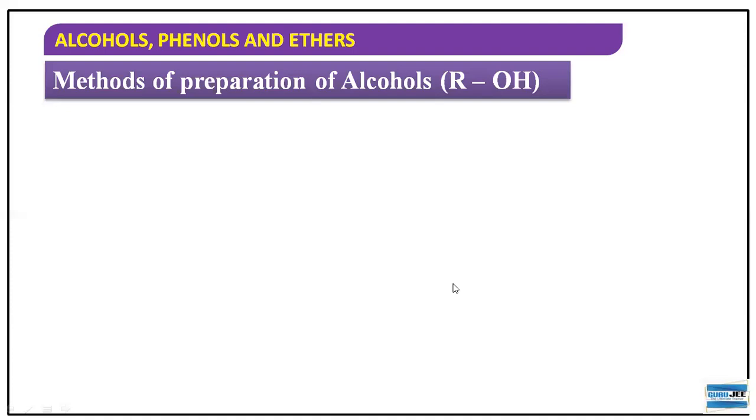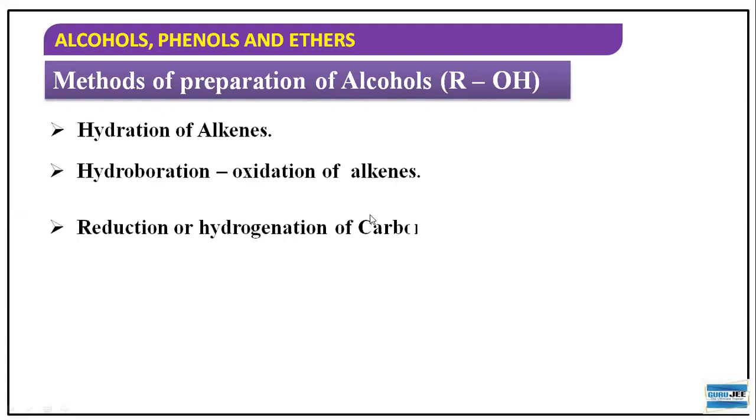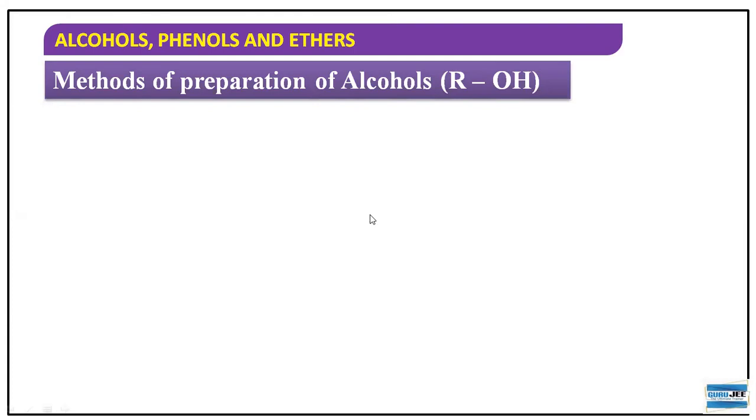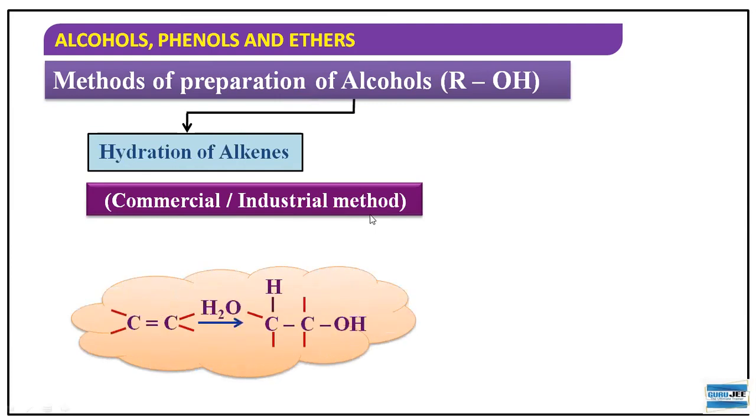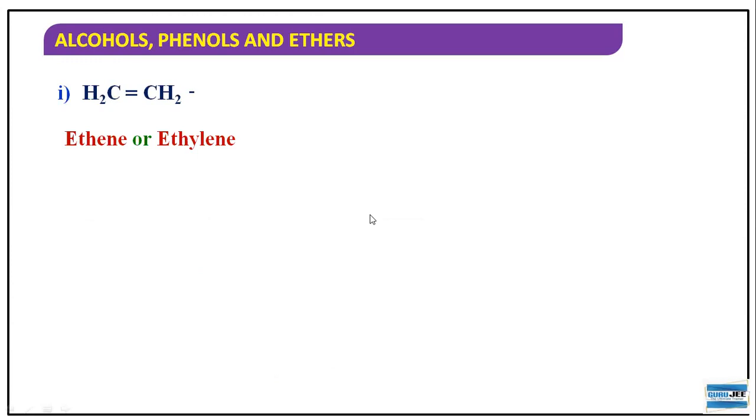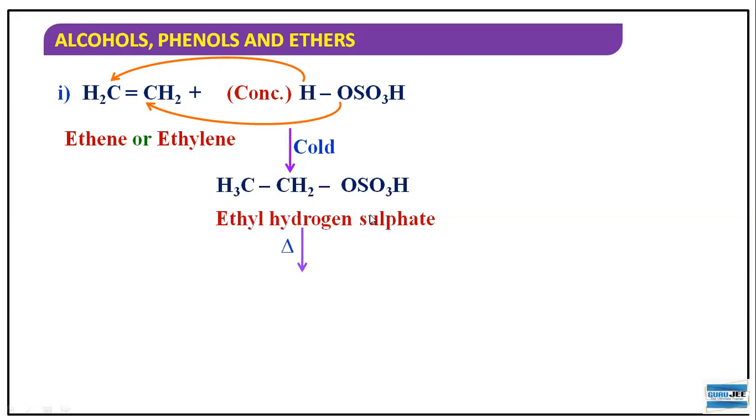Now, methods of preparation. The first method of preparation was the industrial method of preparation of alcohol, that is from alkenes, that is hydration of alkenes. Then we were seeing the hydroboration oxidation method. We stopped at hydroboration oxidation in our last class.